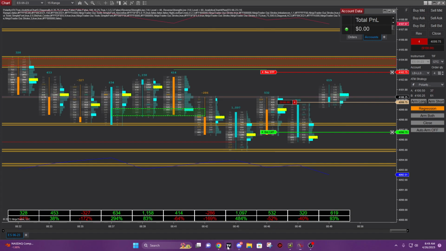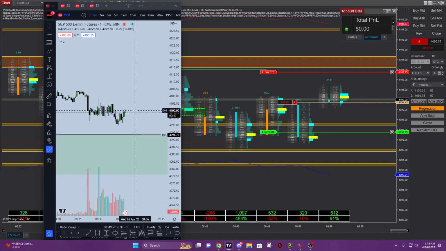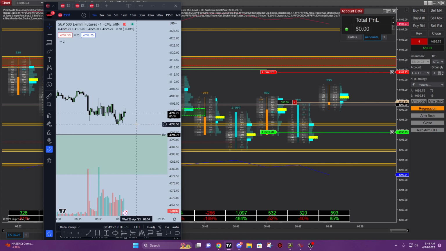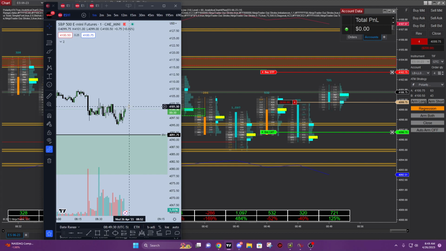Yeah, this is gonna be an interesting one. So we just are right around 4100 level. Hopefully we reject this level and move down towards this demand. Okay, we break back above. We would not want to see this hold. We do not want to see the level hold.